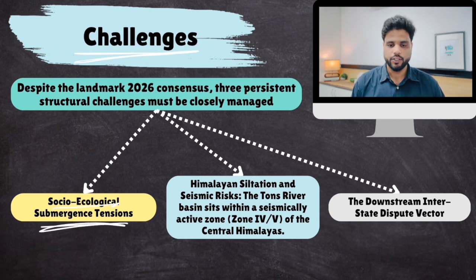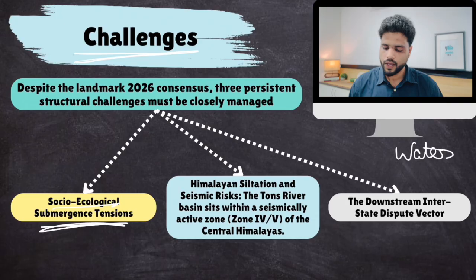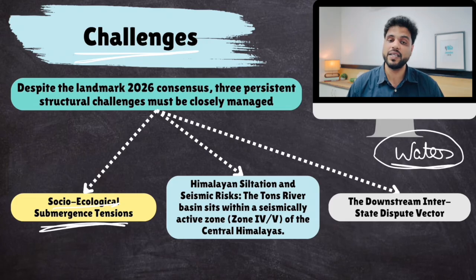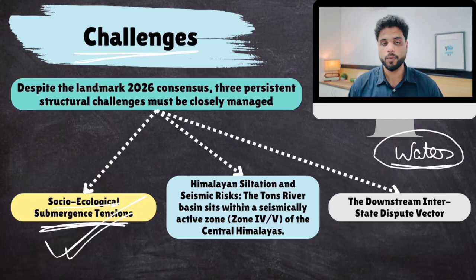Socio-ecological submergence tension. When a dam is constructed, nearby land gets permanently submerged underwater. Now, that nearby land was agricultural land. You'll definitely pay some compensation to farmers whose land is being submerged because of the construction of this dam. But yet, many farmers object to this. So this is a problem.